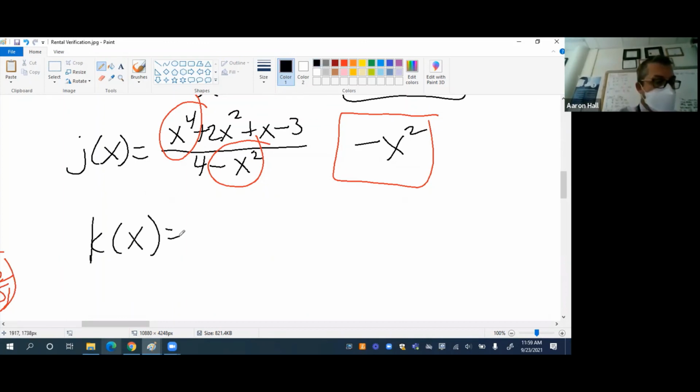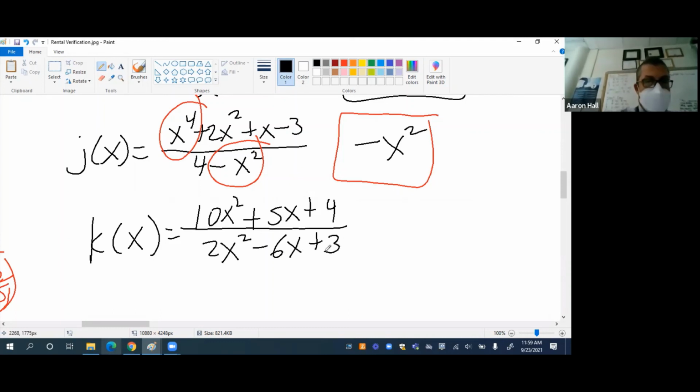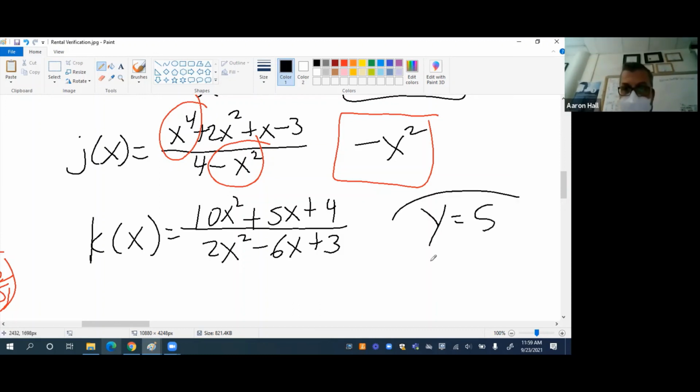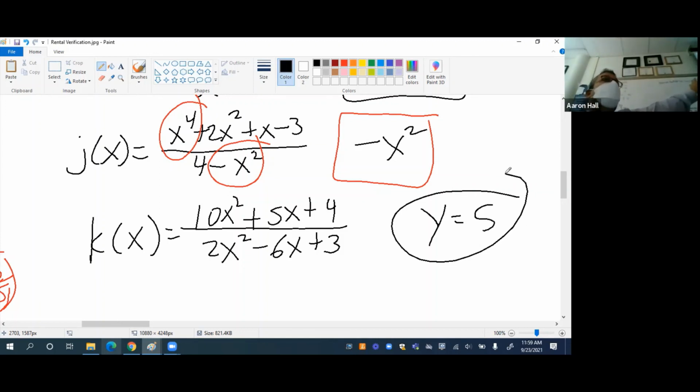k of x equals 10x squared plus 5x plus 4 over 2x squared minus 6x plus 3. Just 5. Yeah, just 5. Our end behavior model is just y equals 5. That's what happens. I'm not saying it's equal, right? There's no confusion that I'm not saying that they're equal. I'm saying that the end behaviors will be equivalent. That's what I'm saying.